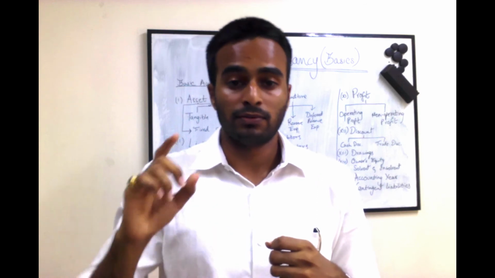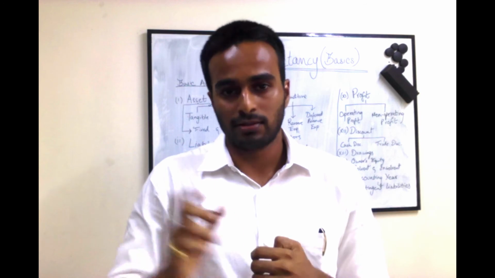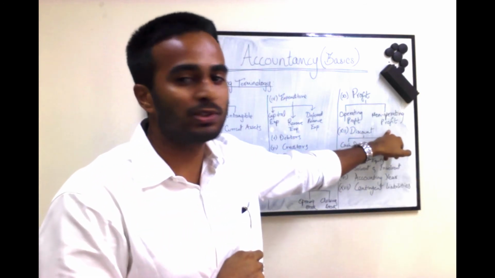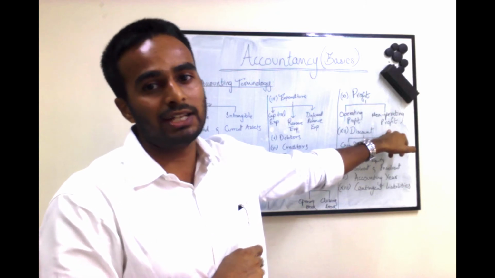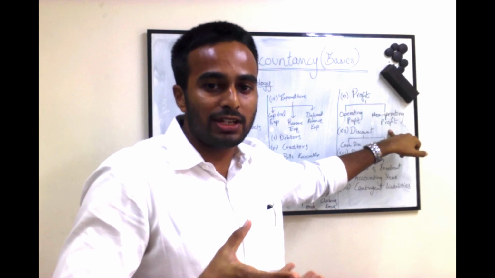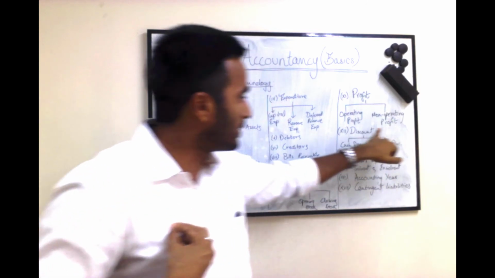So when I bought it, it was 60,000, but I sold it for 70,000. So the profit element of 10,000 will come under non-operating profit, because it's not my daily business activity that I generally do. It is a non-business activity, but still I'm earning a profit out of it. So this will be coming under non-operating profit.